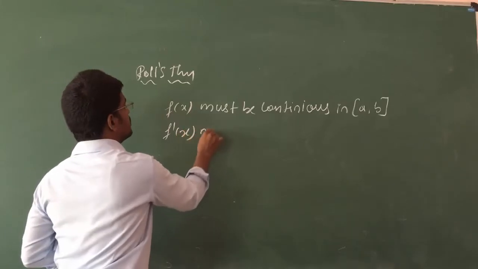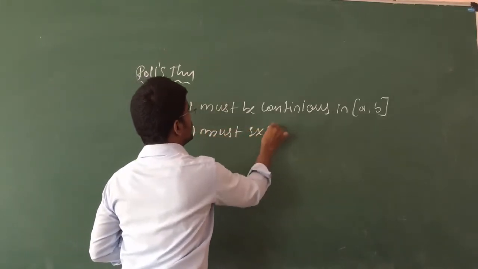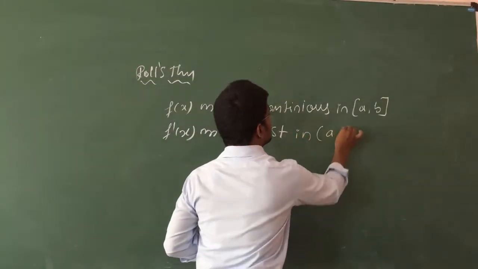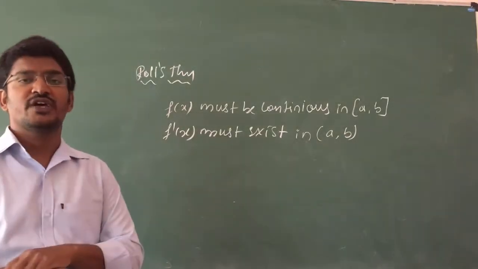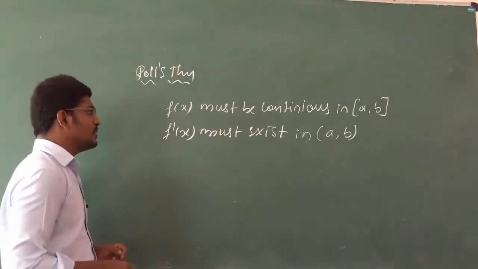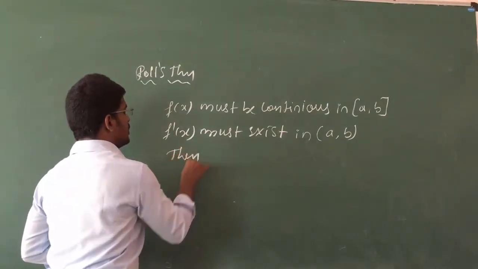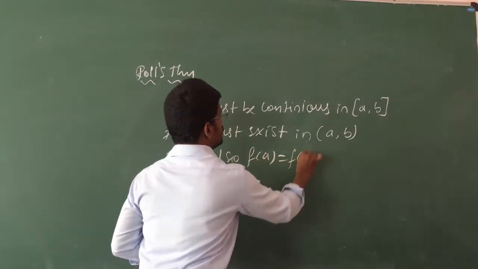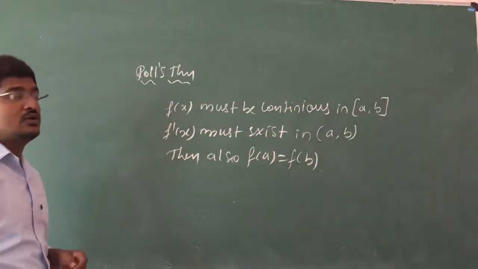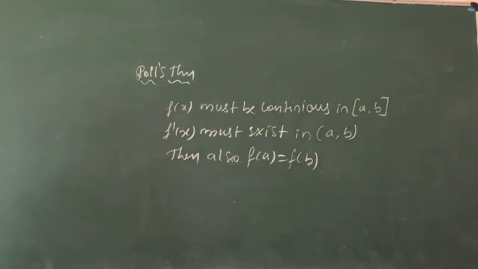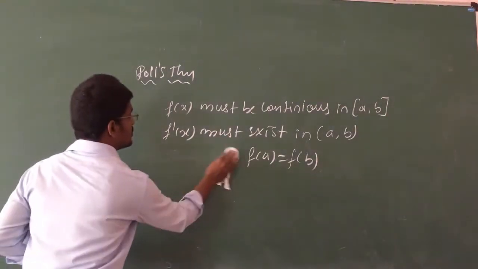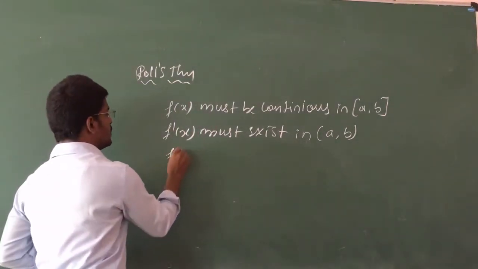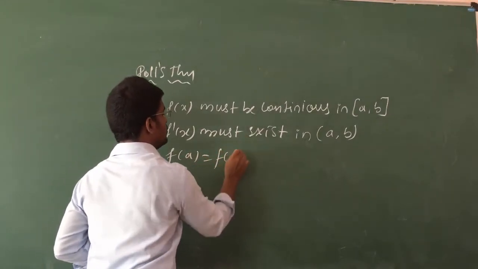F dash of x must exist in the open interval a comma b. Then also f of a must be equal to f of b. That is, f of a must be equal to f of b. Clear?